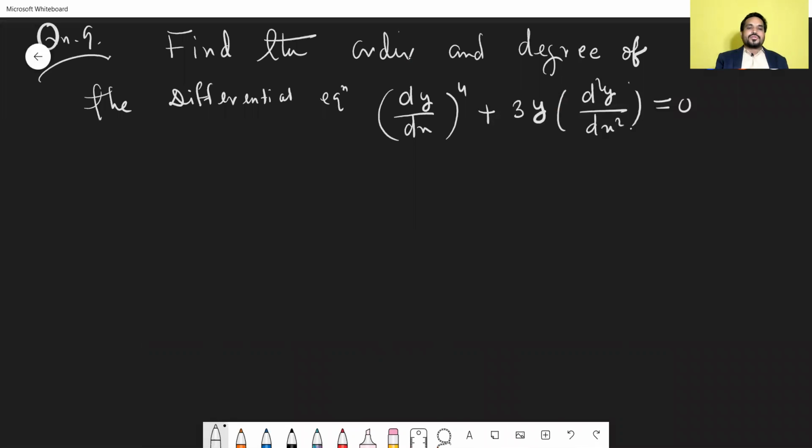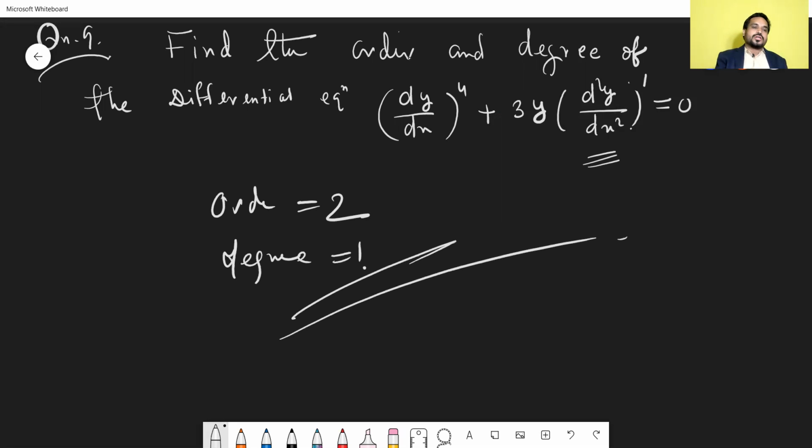Find the order and degree of the differential equation. First find the highest order. Here the highest order is second order, so the order is 2. The highest order's power is 1, so the degree is 1. So this question is done.